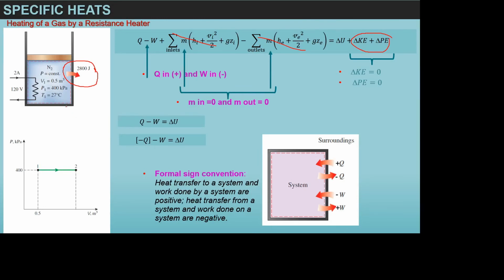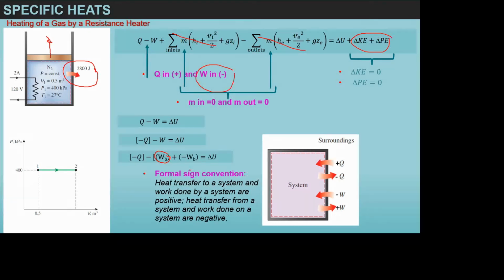What about work transfer? When it comes to work transfer, we said that we are assuming boundary work is done by the system on the environment. So boundary work is going out. It should be positive. So we substitute a positive WP.